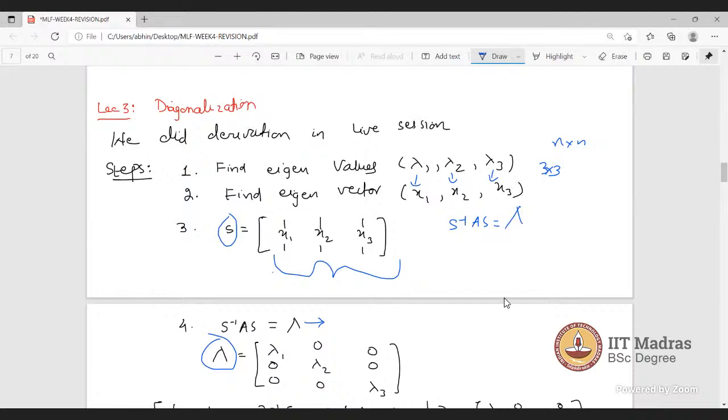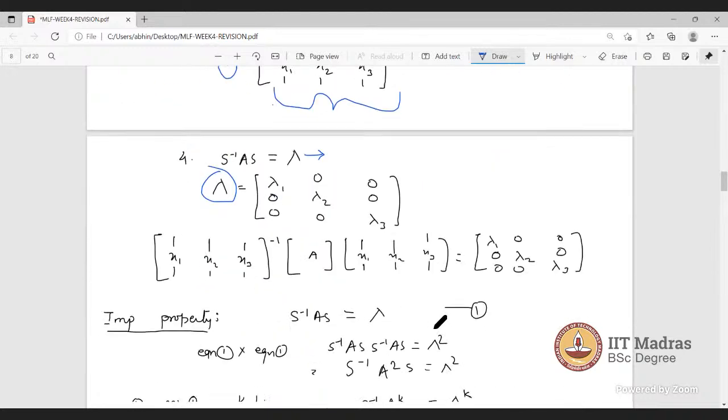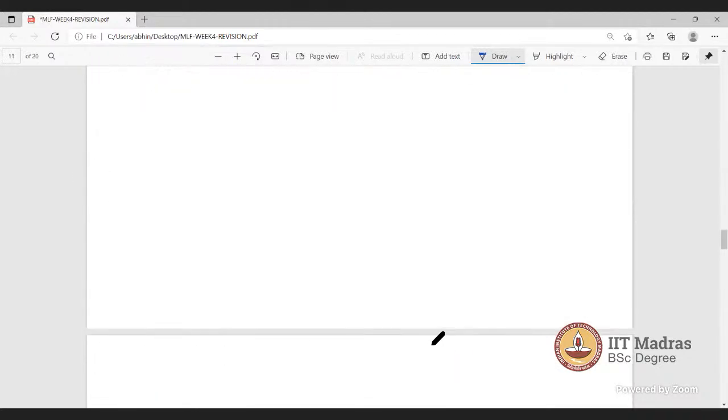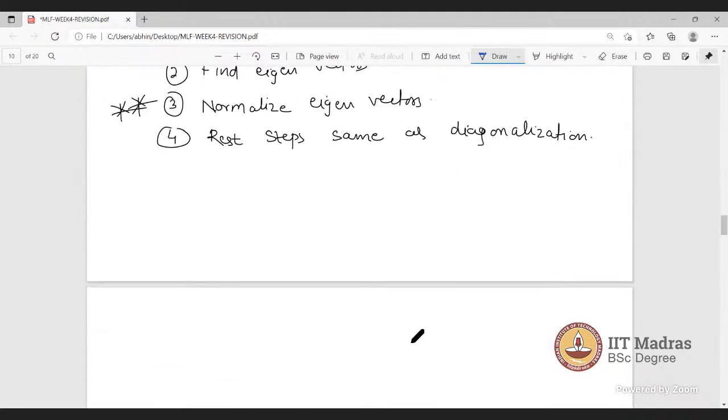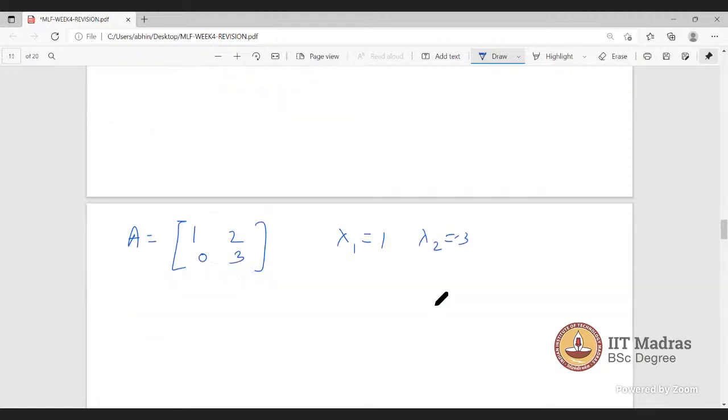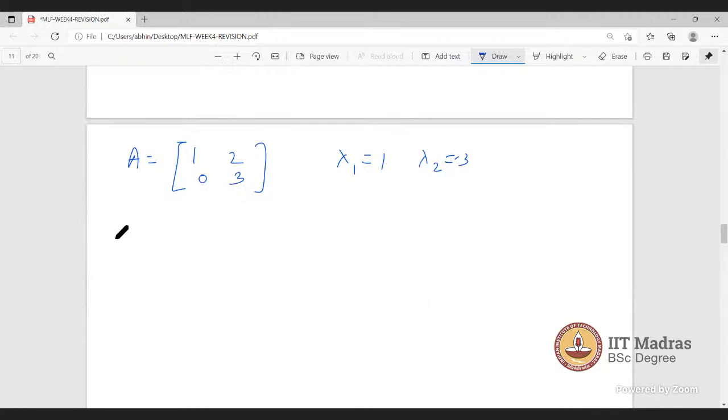But okay, you can take any matrix. For instance, you take a matrix like this: A equal to 1, 2, 0, 3. Now can you tell me what are its eigenvalues? So 1, 3. Okay. So lambda 1 will be 1 and lambda 2 will be equal to 3. Correct. Now let's find the eigenvectors.